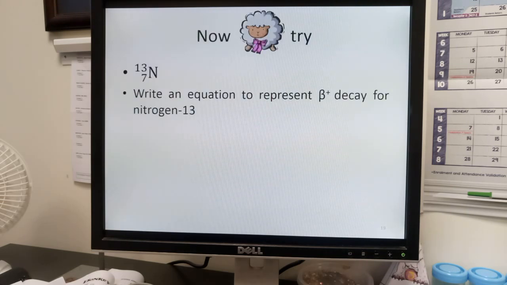Now, write an equation to represent the beta plus decay for nitrogen 13.